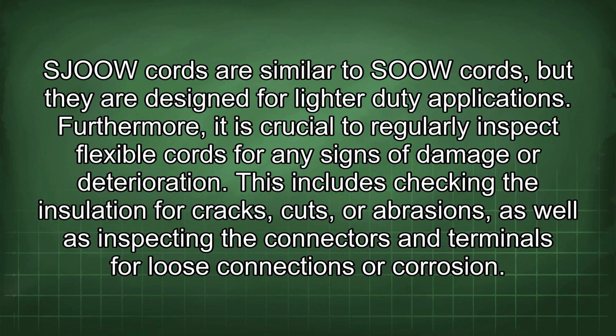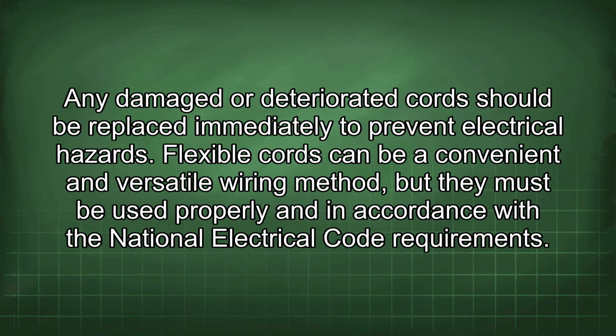Furthermore, it is crucial to regularly inspect flexible cords for any signs of damage or deterioration. This includes checking the insulation for cracks, cuts, or abrasions, as well as inspecting the connectors and terminals for loose connections or corrosion. Any damaged or deteriorated cords should be replaced immediately to prevent electrical hazards. Flexible cords can be a convenient and versatile wiring method, but they must be used properly and in accordance with the National Electrical Code requirements.